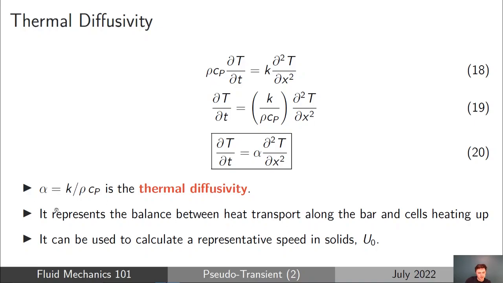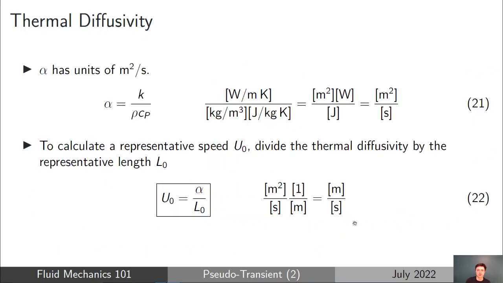And this quantity captures the effect of that boundary propagating across the domain, and we can use it directly to calculate the representative speed that we need for the pseudo-transient calculation. And the easy way to do this is just to notice that alpha, the thermal diffusivity, has units of meters squared per second. So it's almost got the right units of meters per second, which is what we want.